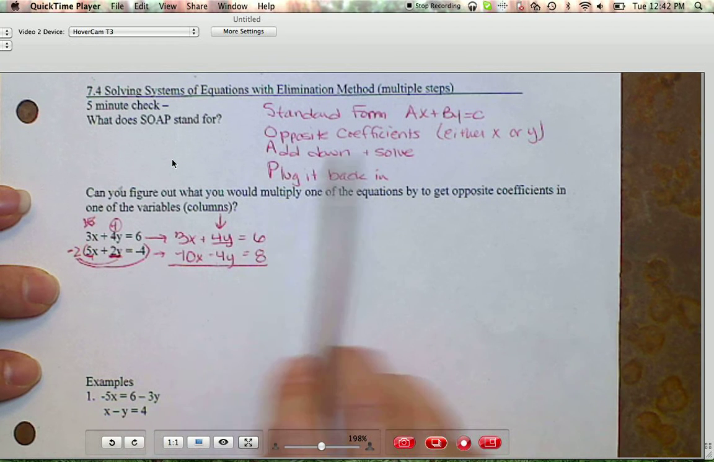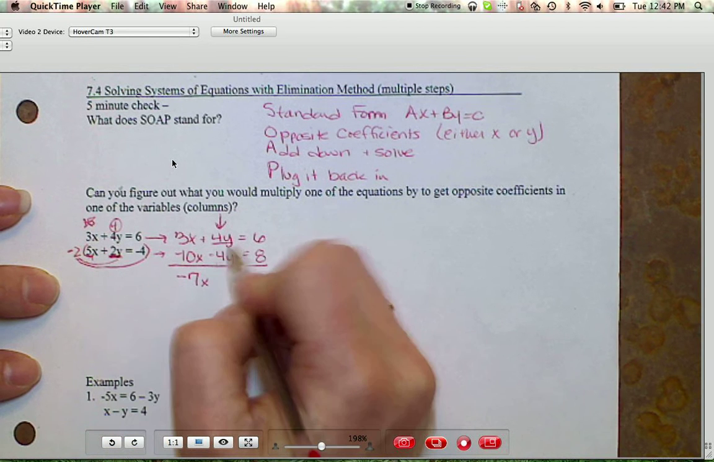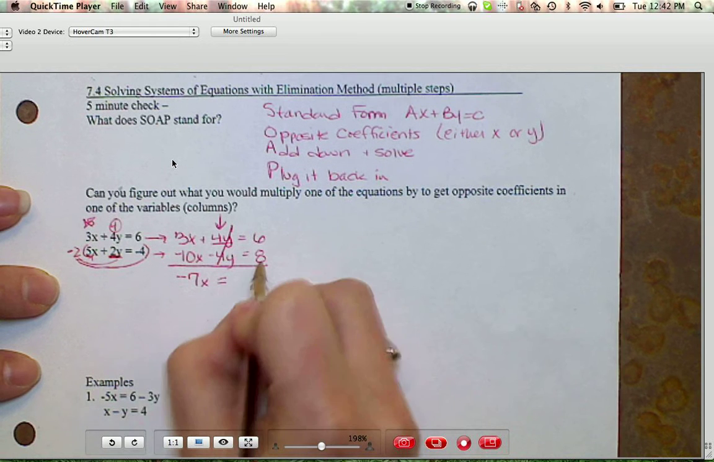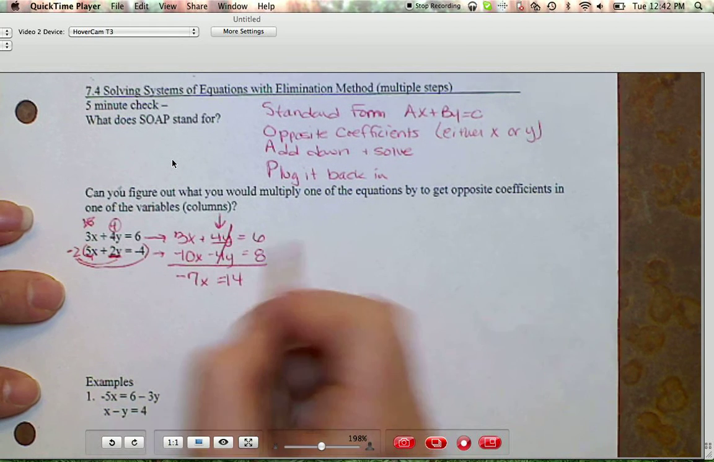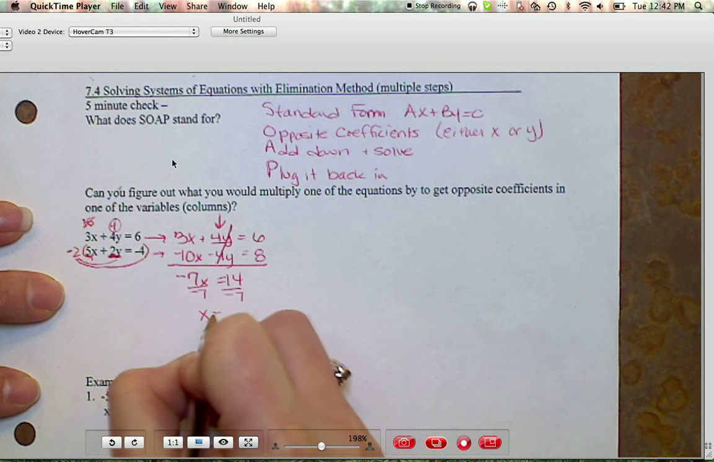Now just add down. 3x plus -10y is -7x. These will drop out. That's why it's called elimination method. Equals 6 plus 8, which is 14. Then we keep solving, so we divide both sides by -7. We get x equals -2.